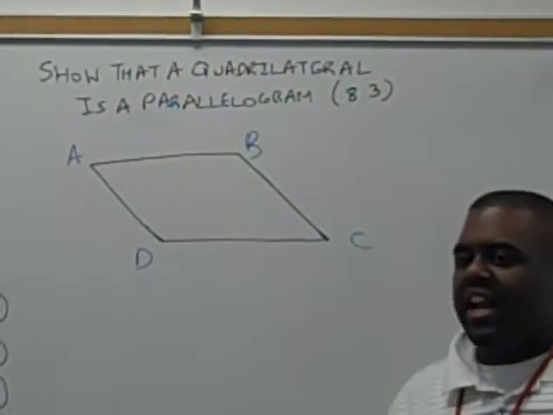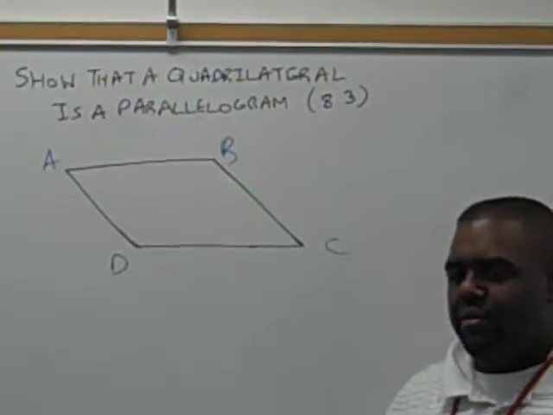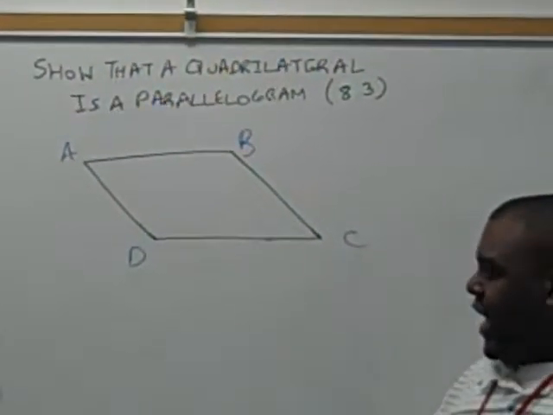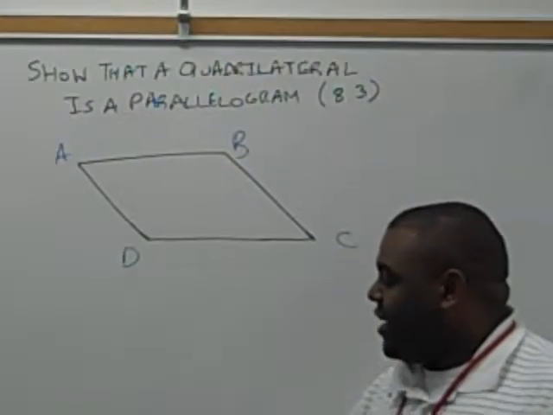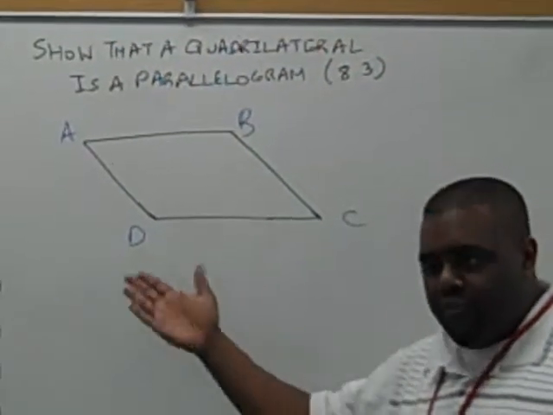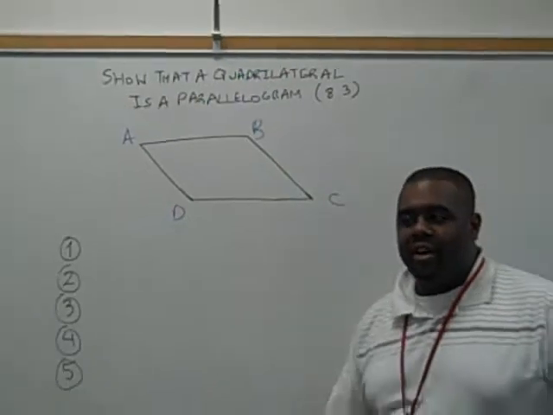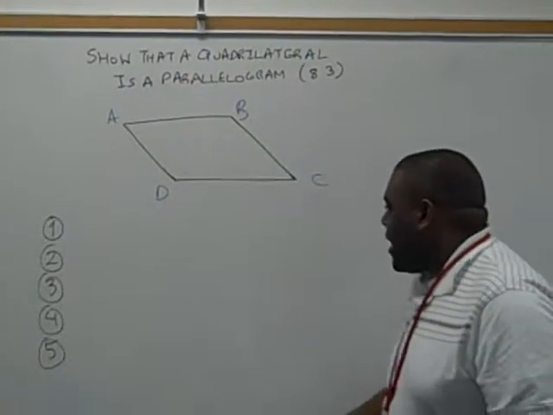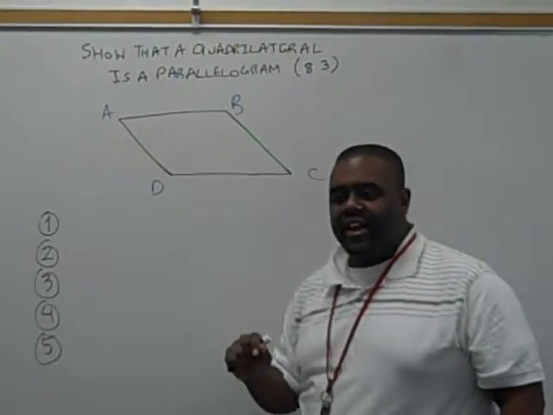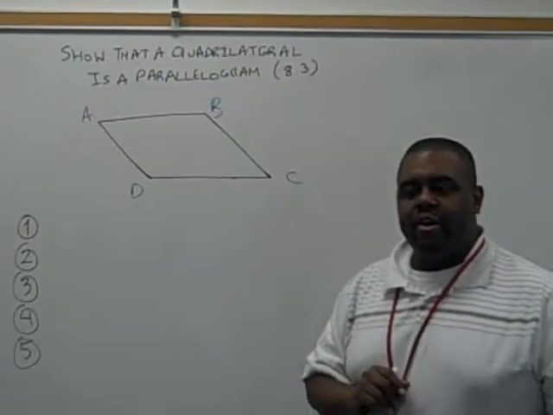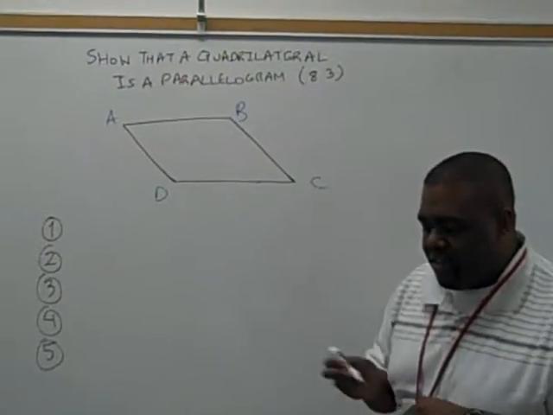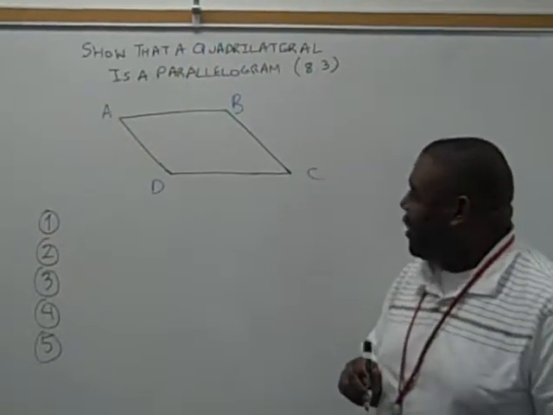Well, we're going to use kind of the same properties that we learned yesterday, but we're just going to work them backwards. If we can show 5 different properties, then we can prove that we have a parallelogram. So I'm going to write down each of these ways right here on this board, and that's how we're going to show that a quadrilateral is a parallelogram.